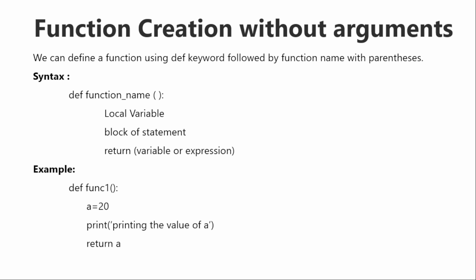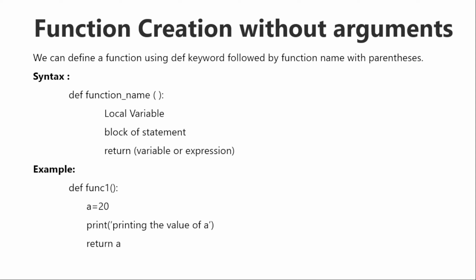Function creation without arguments. We can define a function using the def keyword followed by the function name with parenthesis. So we can define a function with the help of the def keyword. The syntax for this is def function name, local variable, block of statements, return variable or expression. And I have given the example also.